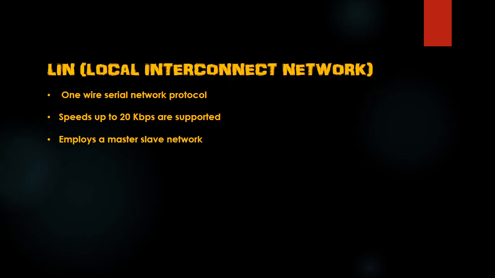The LIN, also called the local interconnect network, is a one-wire serial network protocol developed mainly because CAN and FlexRay were too expensive. It supports speeds of up to 20 kbps and employs a master-slave network.